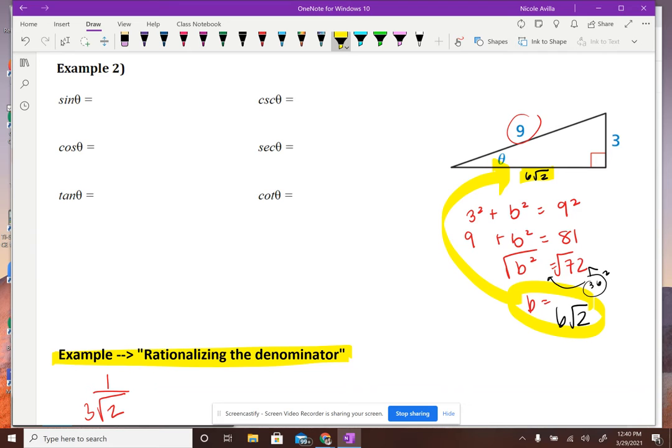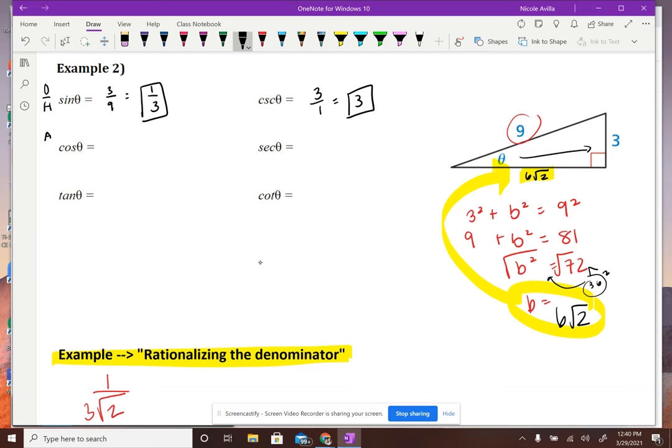Now, when we go and find our trig functions, sine, cosine, tangent, and so on, we're going to use the same general ratios that we talked about in our earlier examples. Sine, we're going to do opposite over hypotenuse. So opposite would be 3 over hypotenuse of 9, which would be 1/3. And our cosecant would be, in this case, 3 over 1, or you could say 3.